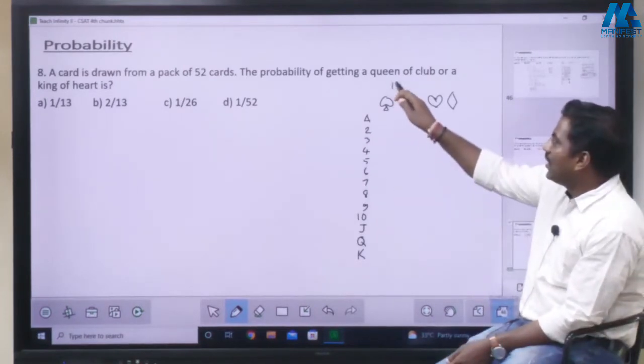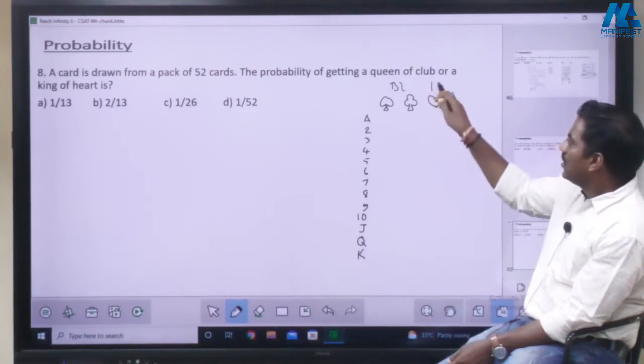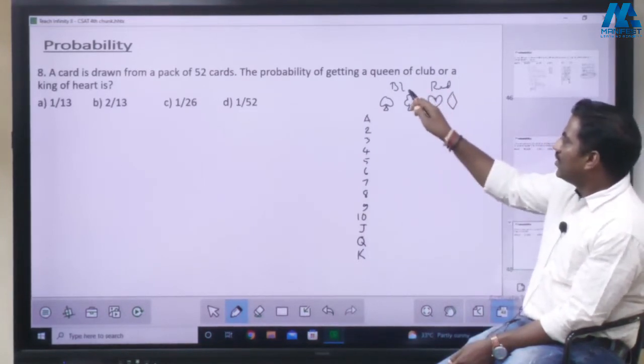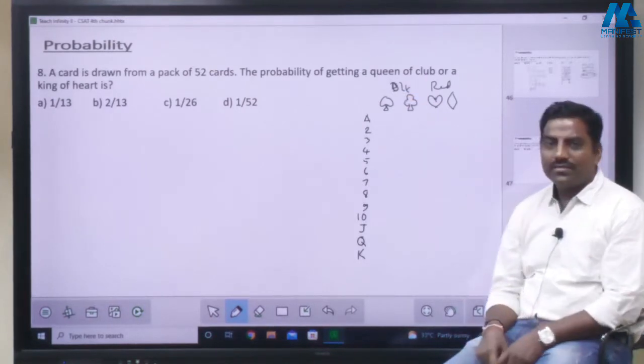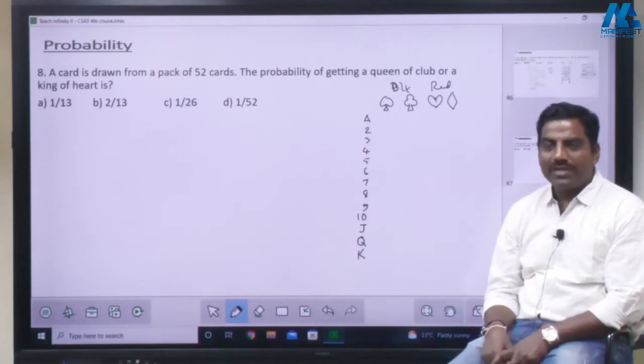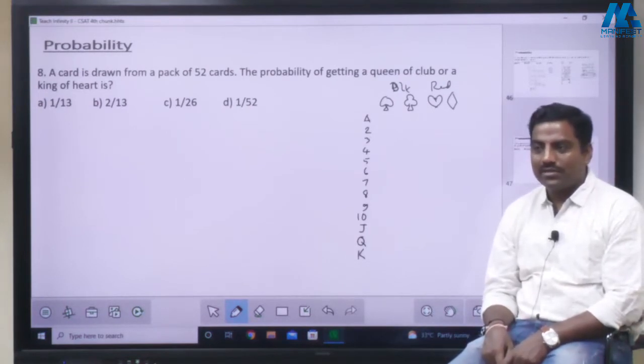And these are black in color. And these are red in color. Done? So how many black cards? 26. 13 plus 13. Spades and clubs will be in black color. 26 and 26. Right? Sure?